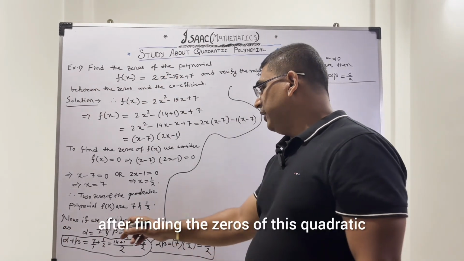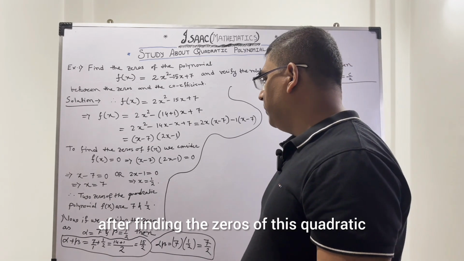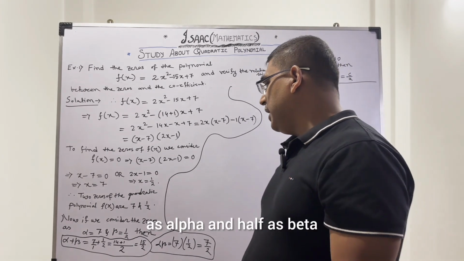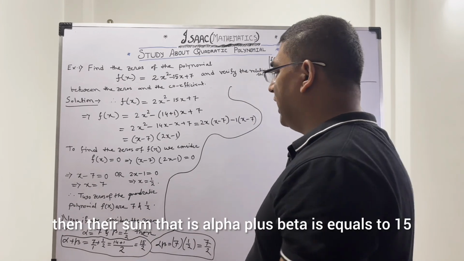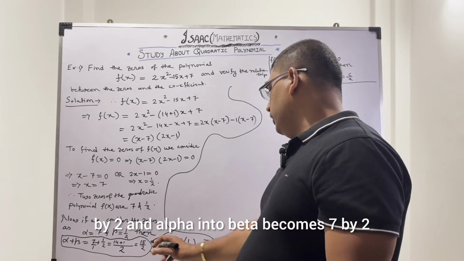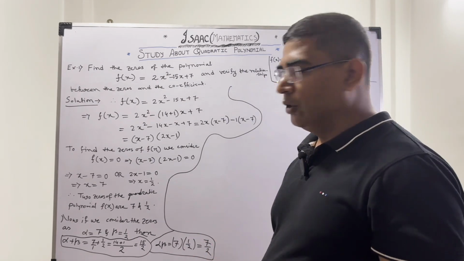So after finding the zeros of this quadratic polynomial, if we choose 7 as alpha and half as beta, then their sum, alpha plus beta, is equal to 15 by 2, and alpha into beta becomes 7 by 2.